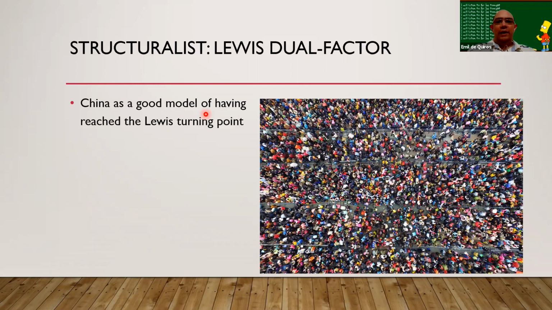All right, as you saw in Canvas, China is a good model of having reached the Lewis turning point. Now, I want you to tell me why. I'll explain what this picture is all about later. That's an actual picture, by the way, in China.